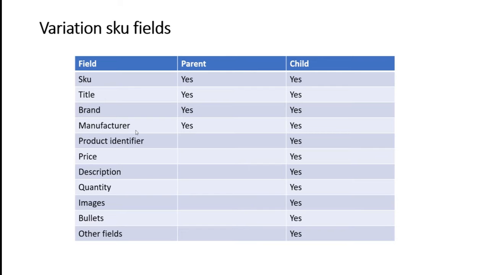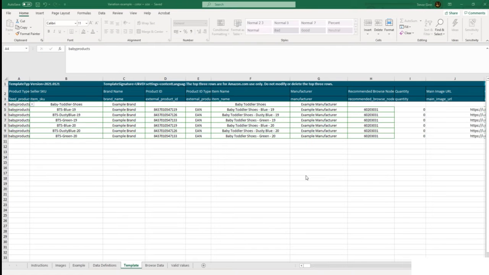Parent SKUs do not exist as such, they just group together child SKUs into groups. A parent SKU will need a SKU, a title, the brand and the manufacturer, and also the specific variation fields, but it won't need the product specific information. Parent SKUs do not have product identifiers, a price, or an individual description, or other features which are individual to products. Let's now have a look at a flat file which creates variation SKUs in more detail.